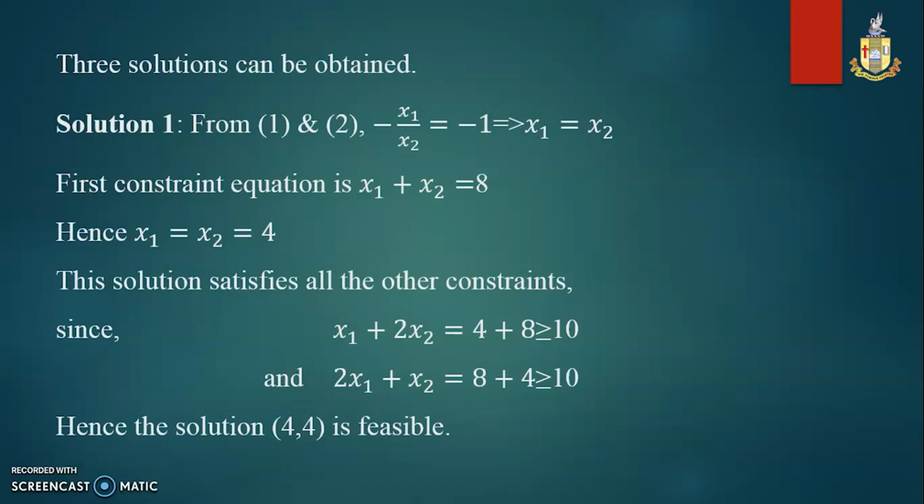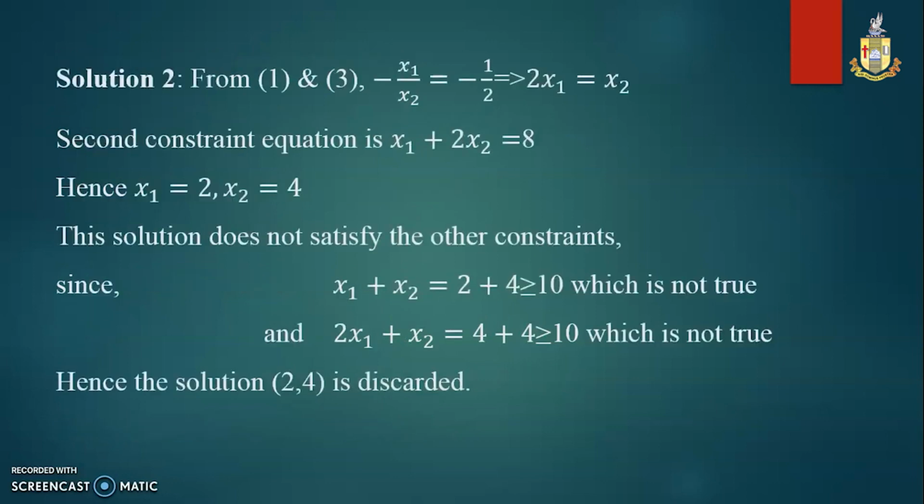If we substitute x1 equal to 4 and x2 equal to 4 in the constraints, then we get x1 plus 2x2 is equal to 4 plus 8, which is 12, which is greater than or equal to 10. This is true. And 2x1 plus x2 is equal to 2 into 4, that is equal to 8 plus 4, that is 12, greater than or equal to 10, which is also true. Hence the solution 4, 4 is feasible.